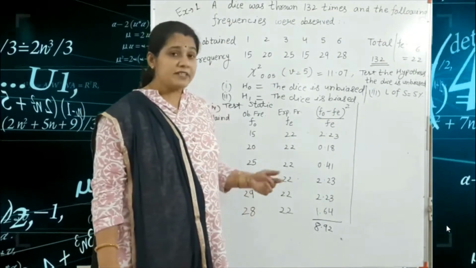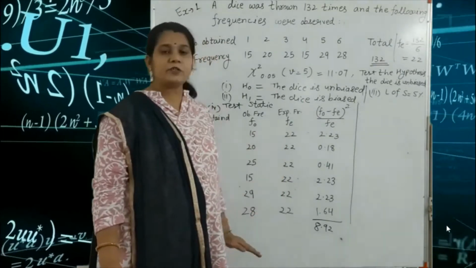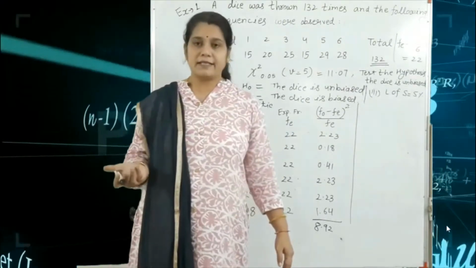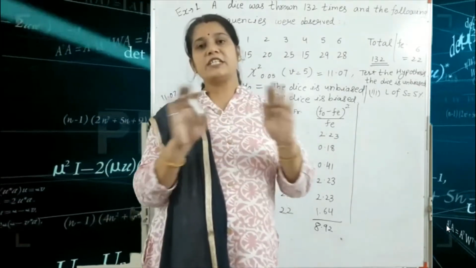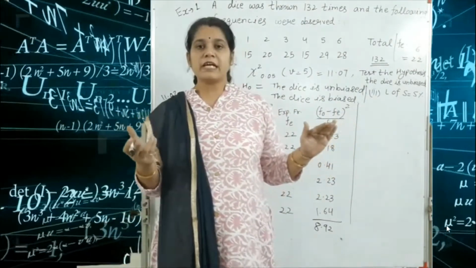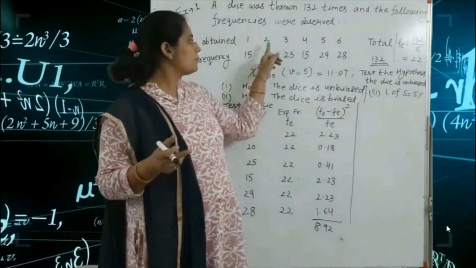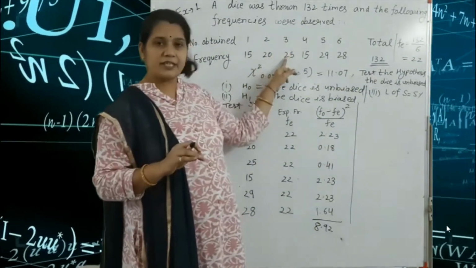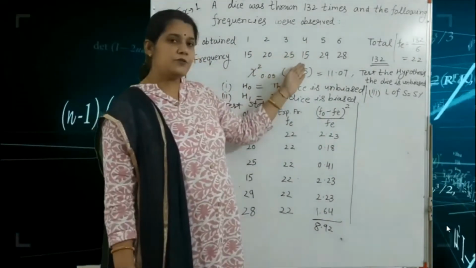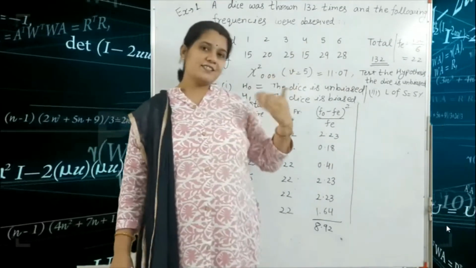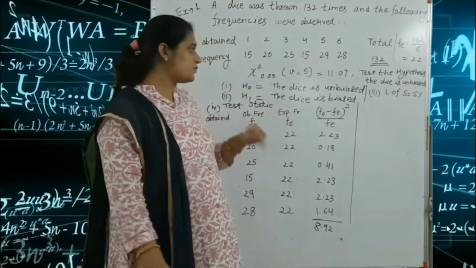Okay, why do we write all the values as 22? Because our dice is unbiased, so the frequency is distributed equally. Out of 132 times, that means for getting 1, 22; 2, 22; 3, 22; 4, 22; 5, 22; and 6, 22. Got it? So next, we write the formula.